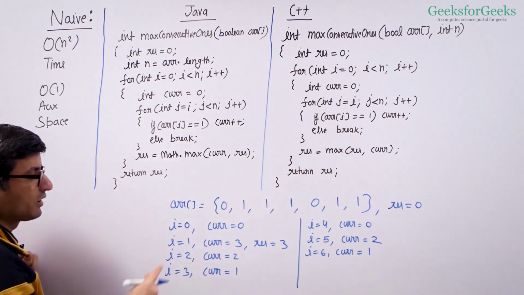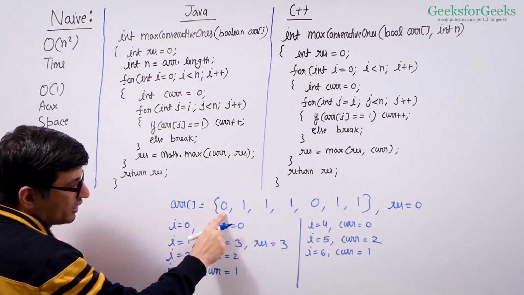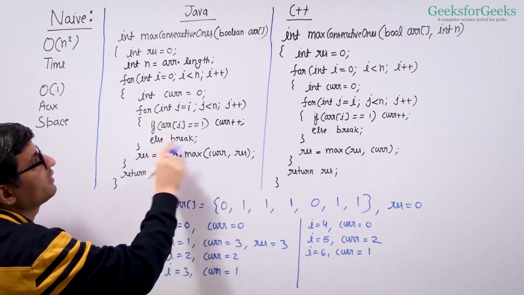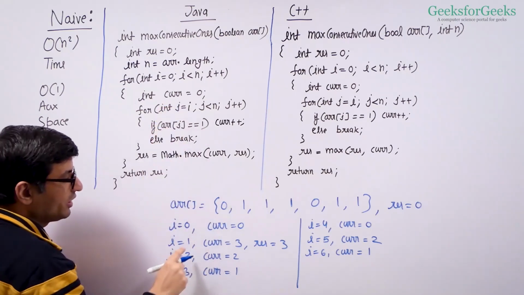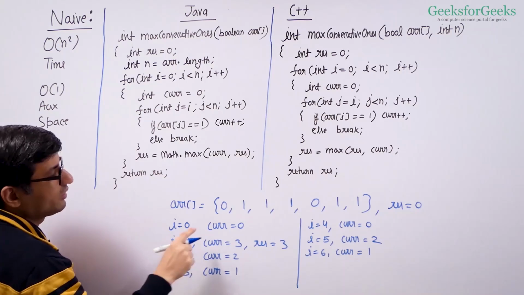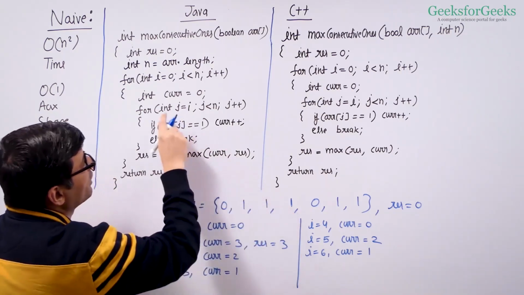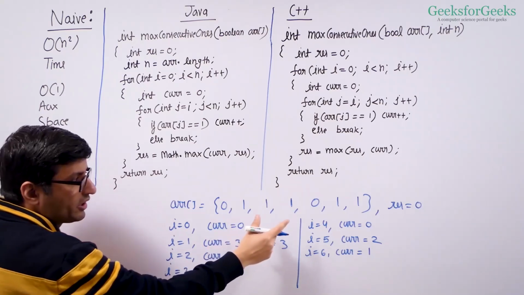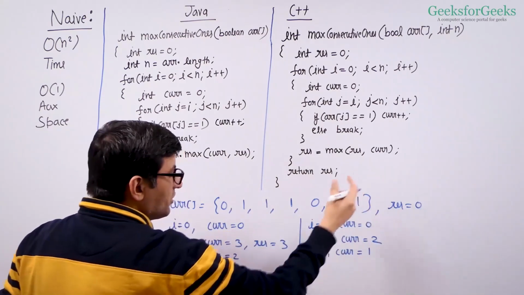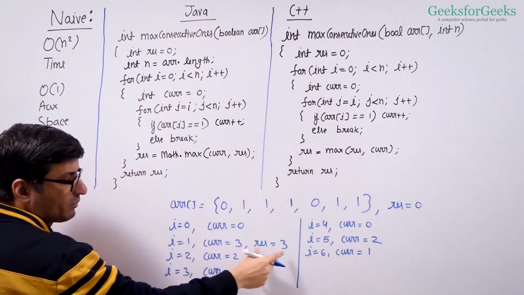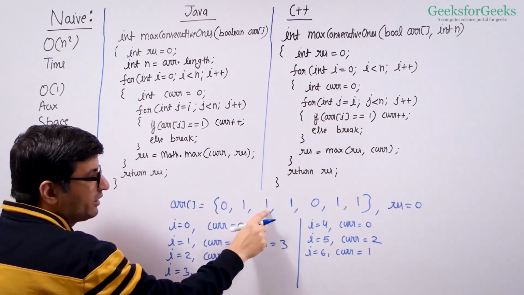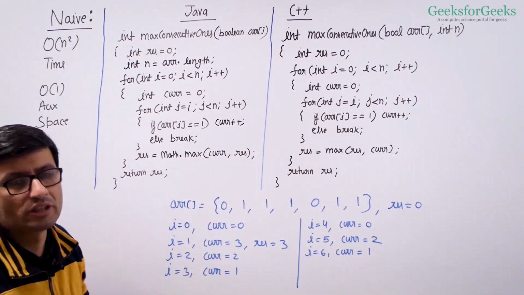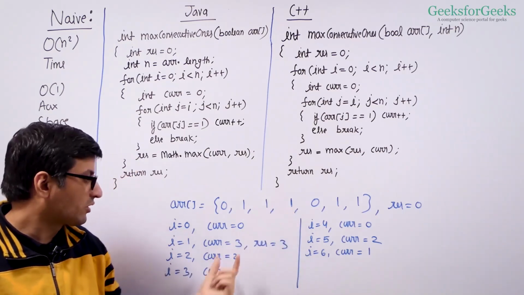Let's see how the solution works for this array. For this element, we will have current equal to 0 because it will come out of the loop immediately. For this element, i equal to 1, the inner loop will run 3 times and you will have the count as 3. And you will update the result also as 3 because current result is 0 and current count is 3. When you come to this element, you will get the current count as 2 and result will remain 3 because it's smaller than 3. Now when you come to this element, your current will be 1.